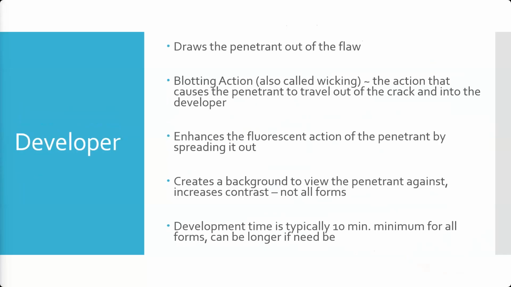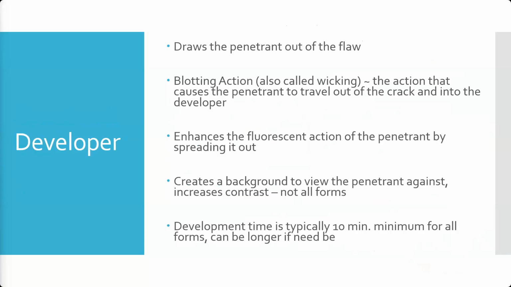So the next item we need to look at is the developer. We looked at the penetrants, we looked at their levels, right? Five different levels: 1/2, 1, 2, 3, and 4. And then we looked at our methods, A, B, C, and D. Now, the next classification has to deal with our developers. The developer is what draws the penetrant out of the flaw. This is where that blotting action comes in, right?